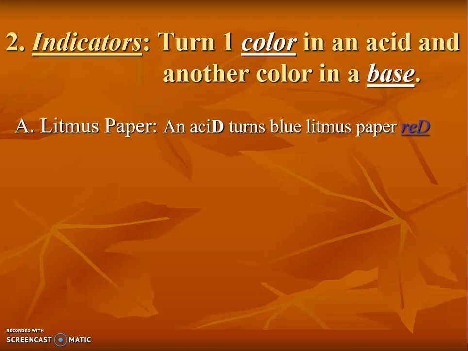But litmus paper is one of the most common indicators. When it turns from blue to red, it's acid. You'll see the D is capitalized because there's a mnemonic that says blue to red is acid. So if you ever end up with red litmus paper, it lets you know you have an acid. And base turns blue, so red to blue is base, and you'll notice the B is capitalized there.